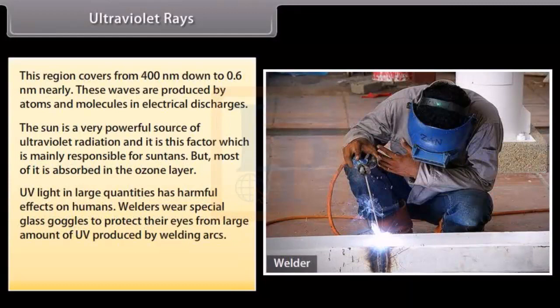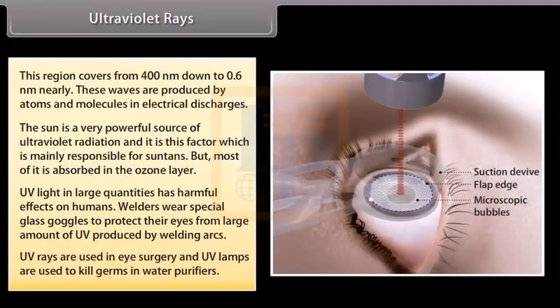UV light in large quantities has harmful effects on humans. Welders wear special glass goggles to protect their eyes from the large amount of UV produced by welding arcs. UV rays are used in eye surgery, and UV lamps are used to kill germs in water purifiers.